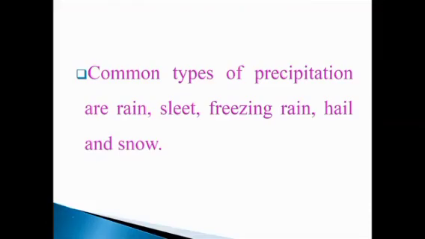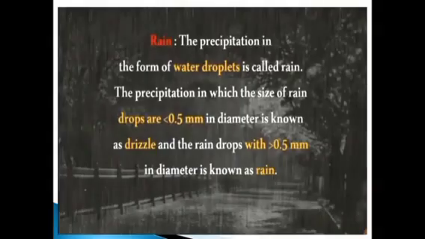Next, we are going to learn about common types of precipitation: rain, sleet, freezing rain, hail and snow. First, we are going to learn about rain. The precipitation in the form of water droplets is called rain.